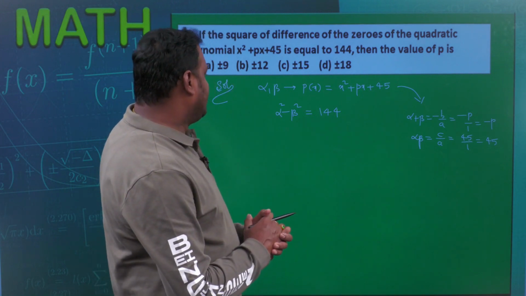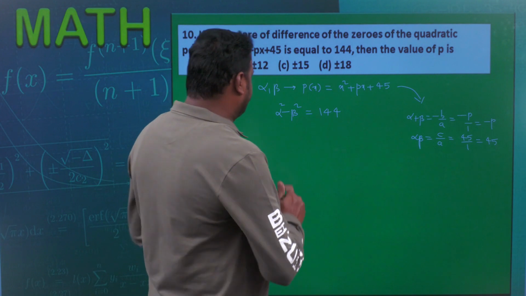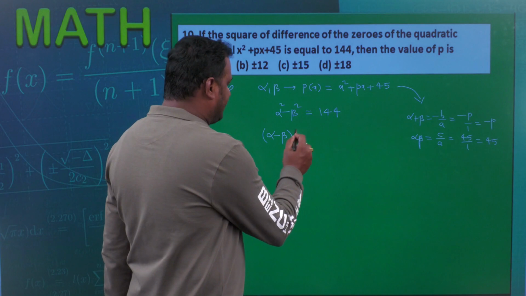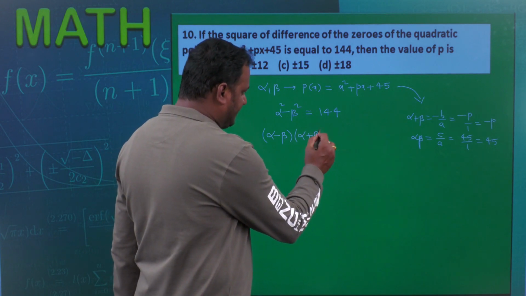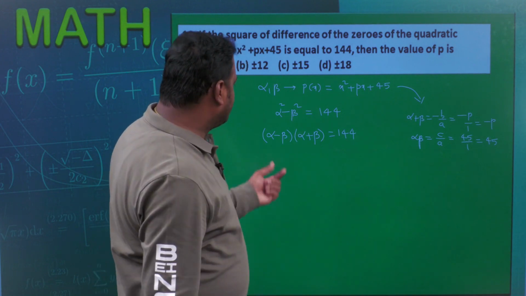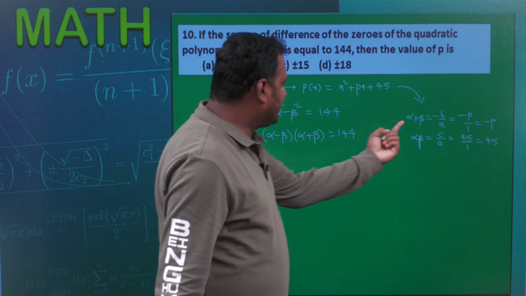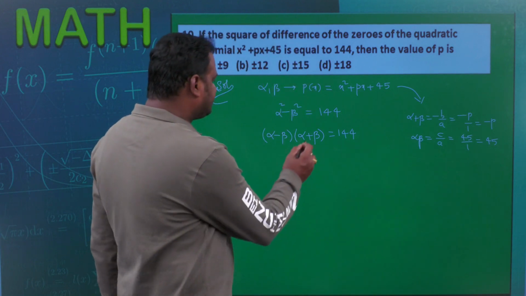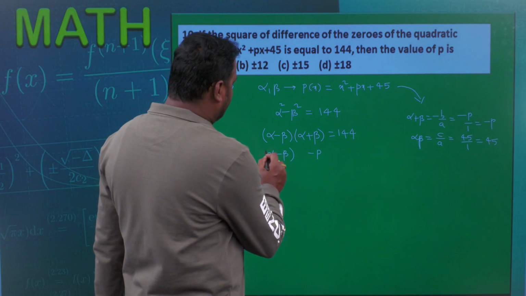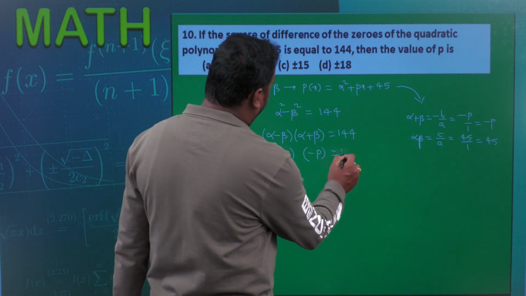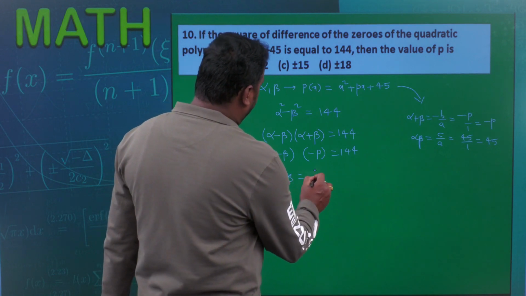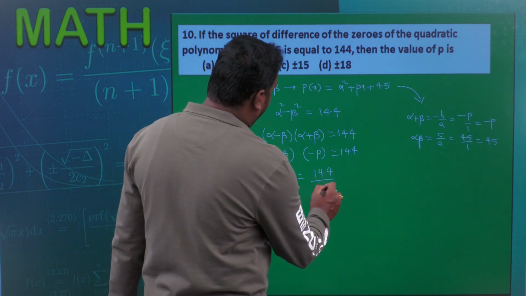Okay, fine. Alpha square minus beta square is there. If I write this as alpha minus beta times alpha plus beta, I think it would be better because it is in the form of a square minus b square. But I know the value of alpha plus beta. Alpha plus beta is equal to minus p. So this is minus p, and alpha minus beta is there. So alpha minus beta into minus p is equal to 144. So alpha minus beta is equal to 144 divided by minus p.